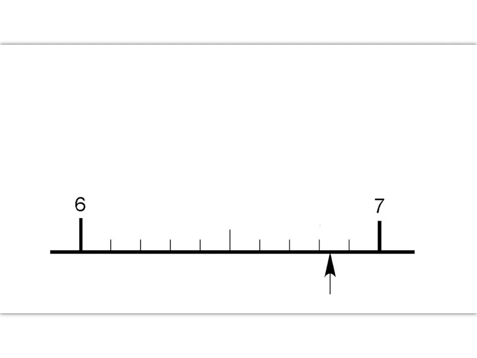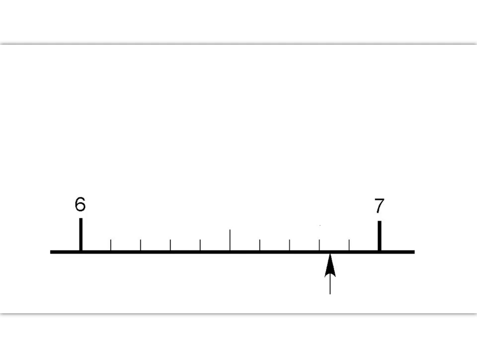Let's imagine that this represents a part of a meter stick and that the units are in centimeters. The arrow represents the length of the item that we are trying to measure. We can clearly see that the object is more than 6 centimeters and that it is less than 7 centimeters.